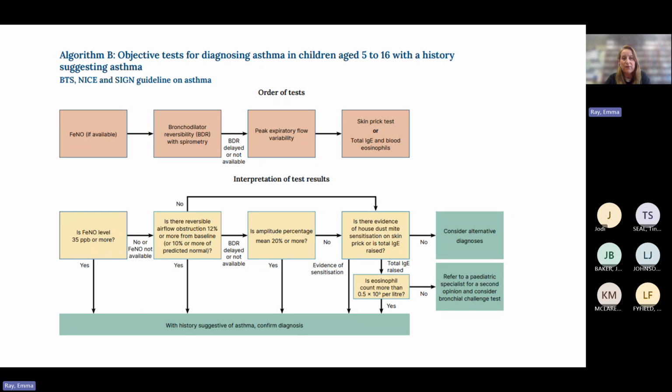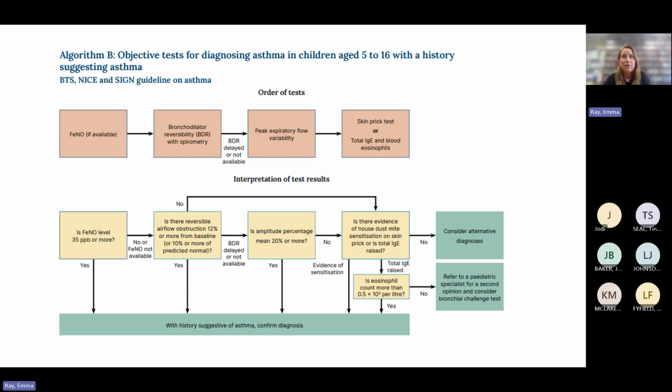And then after that, you've got peak flow variability testing. So peak flow variability testing, there's very little evidence to say it's very useful, but they've kept it in here because the GPs were very keen to keep it in. Obviously, it's probably more of a historic test that GPs are familiar with doing. Some people find it useful. If you've got an older guy who's an engineer who likes doing charts, they might do it very, very well.